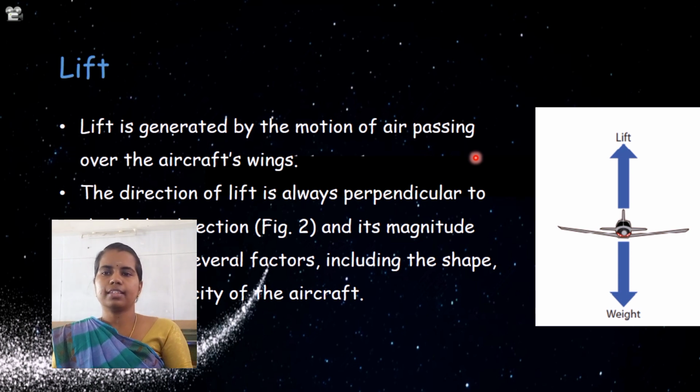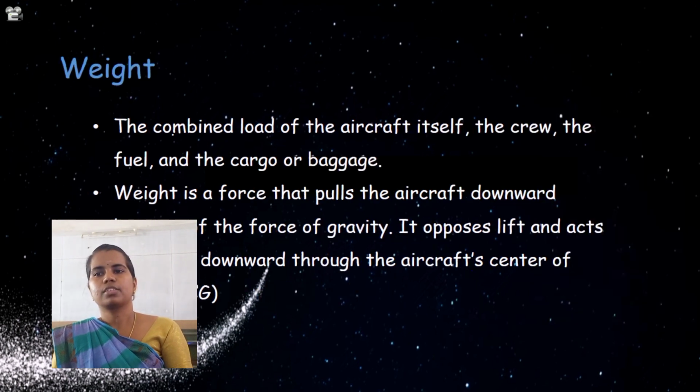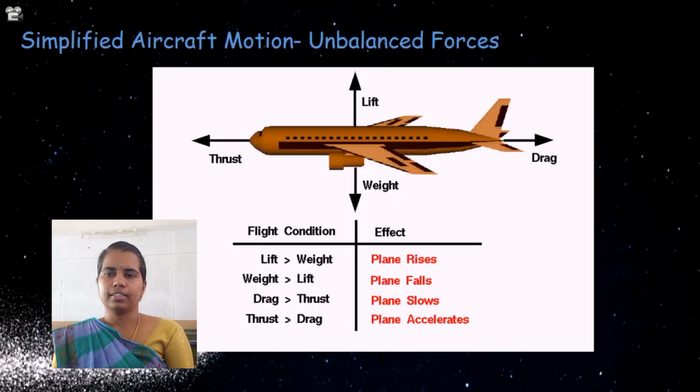Here we can see the consolidated report of lift, thrust, weight, and drag: where they act, when they act, and how they act. Here we can see the unbalanced forces of a simplified aircraft motion. In the flight condition, what will be the effect on the aircraft? The thrust is the forward force on the aircraft, and then there are lift, drag, and weight.